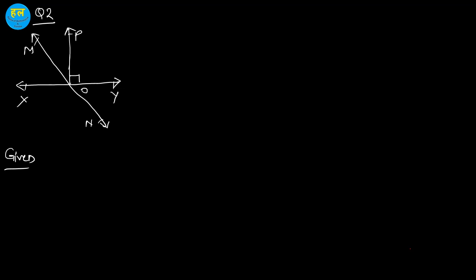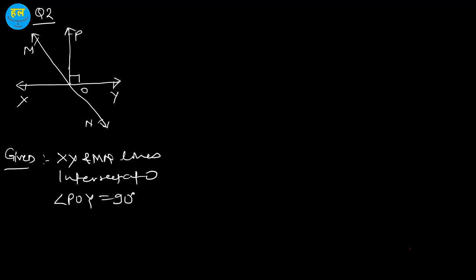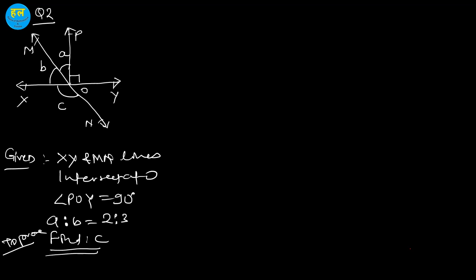Okay. So in this figure, what is given? It is given line XY and MN intersect at O. That XY and MN are lines and they intersect at O. If angle POY is 90 degree, and A ratio B is equal to 2 ratio 3, find, that means to prove, C. In the question, this angle is A, this angle is B, and this angle is C. Okay, so what we have to do? We have to find C.